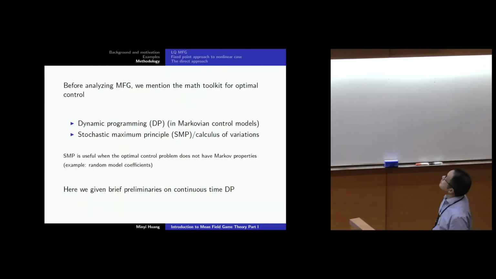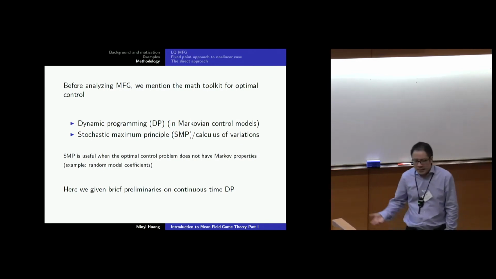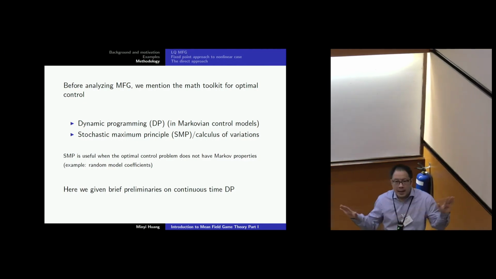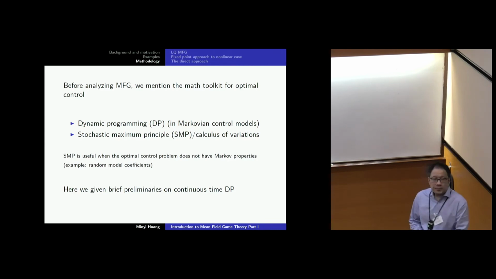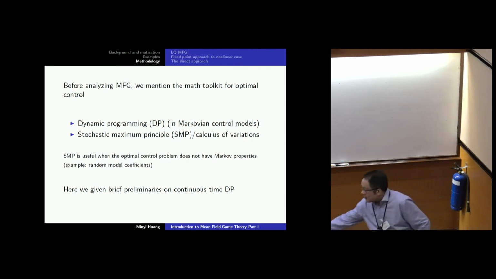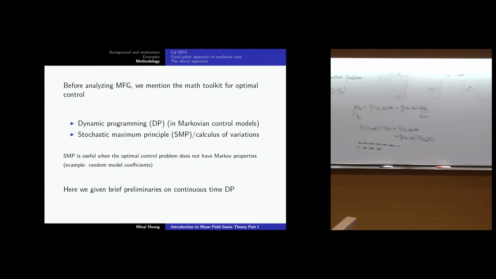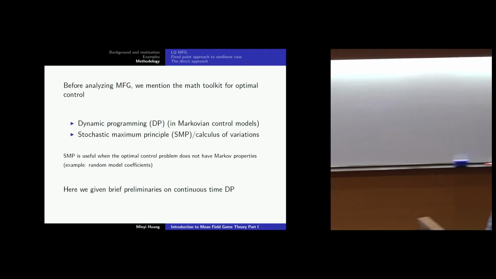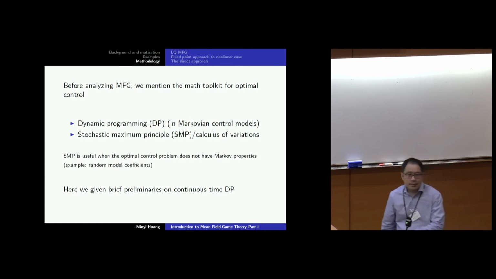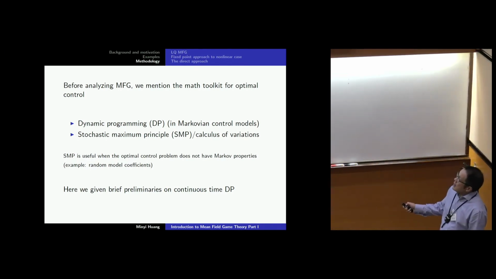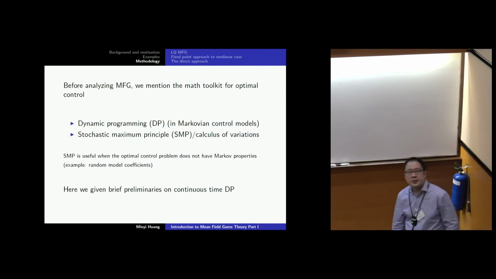Now, before I describe a little bit of technicality, let me mention what's the mathematical toolkit. For the analysis of mean field games, we know we cannot live without stochastic optimal control. So we really need some tools in optimal control. The first is dynamic programming. It's very well known by a lot of people in control or management, decision, economics, finance, and so on. There is actually another one. It's called the stochastic maximum principle. It's also quite powerful.